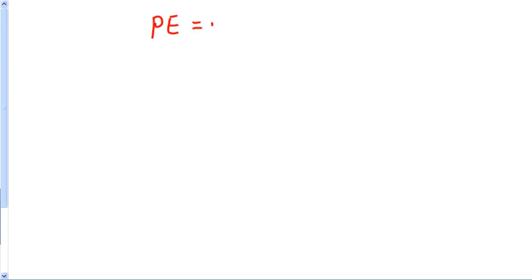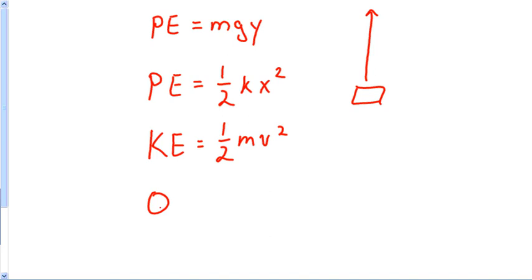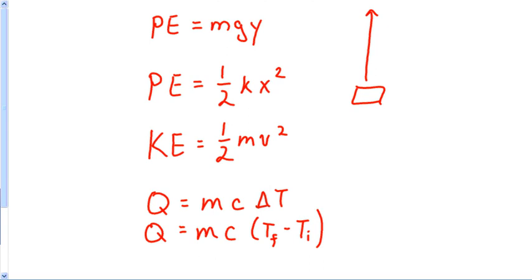We've learned that potential energy is equal to mgy, and we use that equation anytime you take an object and pick it up or lift it or anything of that nature. We've learned PE equals 1/2 kx squared, and that is for a spring or something like that. We've learned that kinetic energy is equal to 1/2 mv squared, and that's for something that's in motion. And then we've learned Q equals mc delta t, or you can rewrite it as mc (tf minus ti) if you need to do it that way.